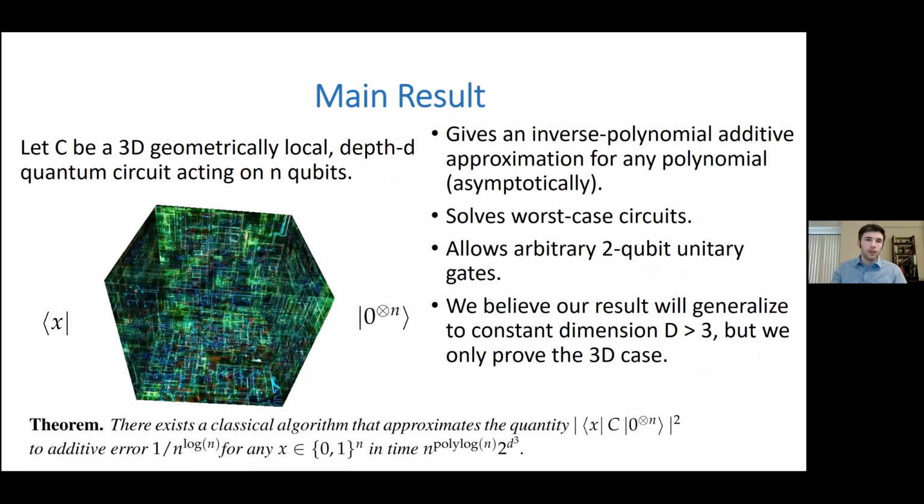Okay, so enter our main result. The main result of our work is that we give a classical algorithm that solves the 3D case of this problem in quasi-polynomial time. So we can give an additive error approximation to any inverse polynomial error. Actually, we get inverse quasi-polynomial error, which beats any inverse polynomial error. And at this point, if you didn't know what quasi-polynomial means, it means n to the polylog n. Or you can think of it as just being n to the log n if you want.